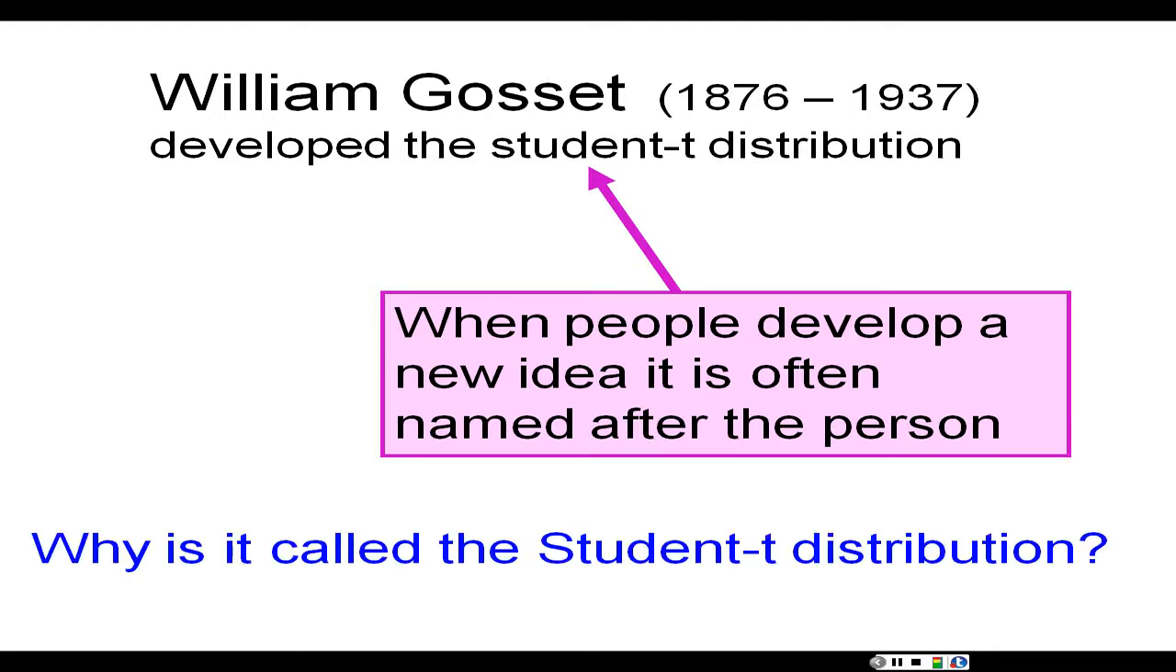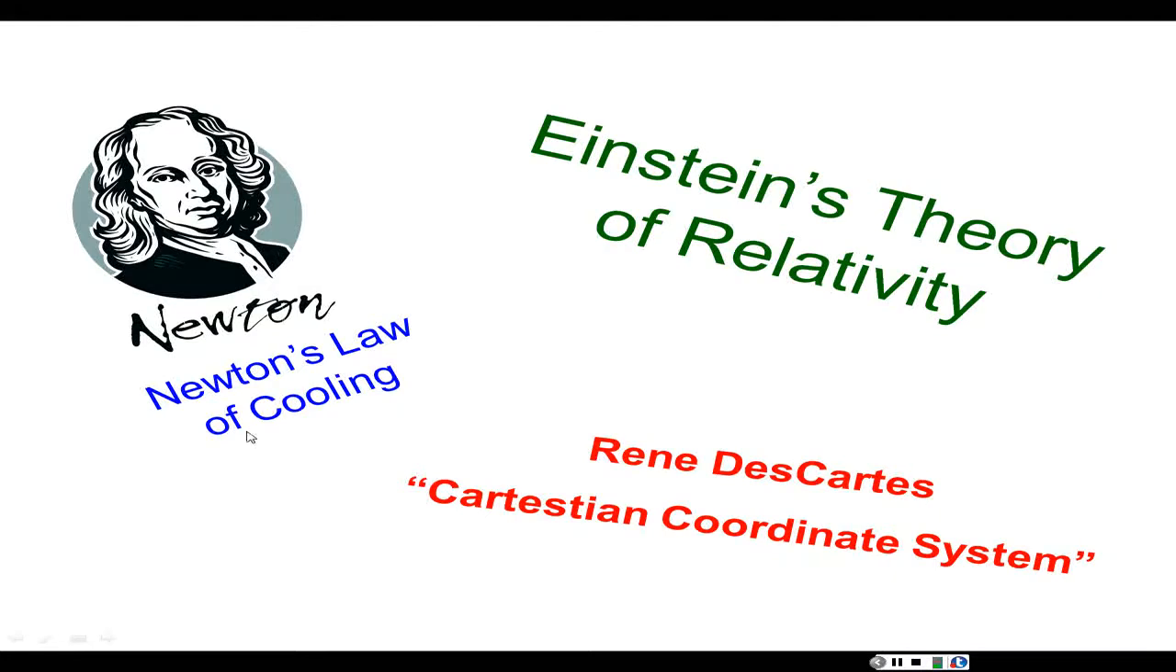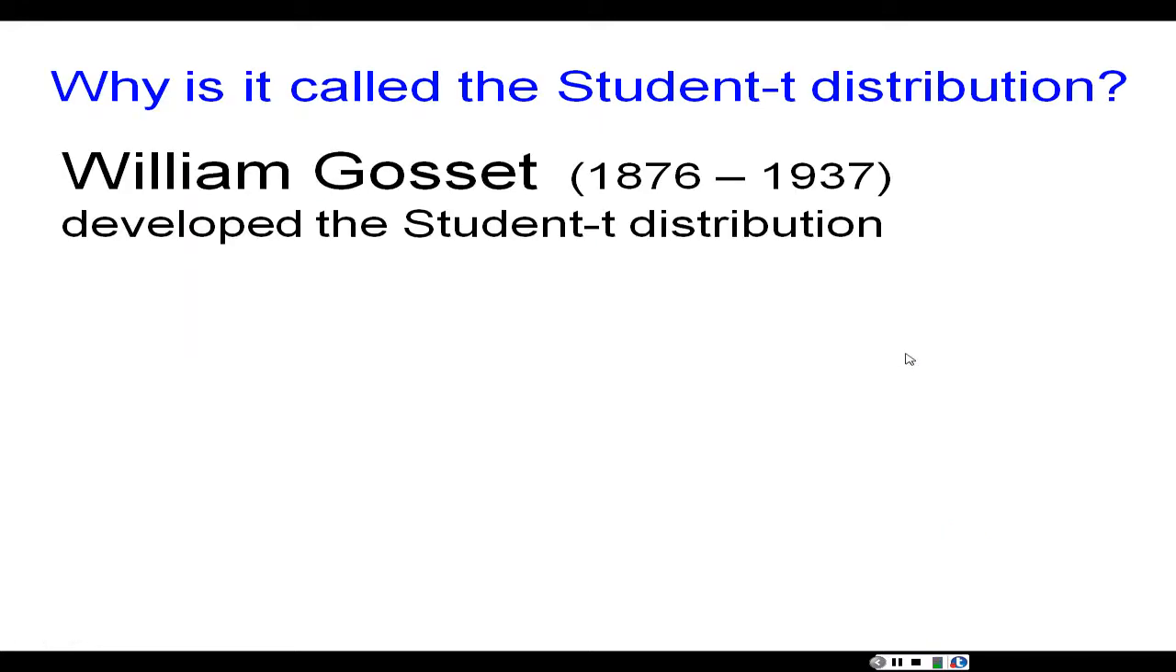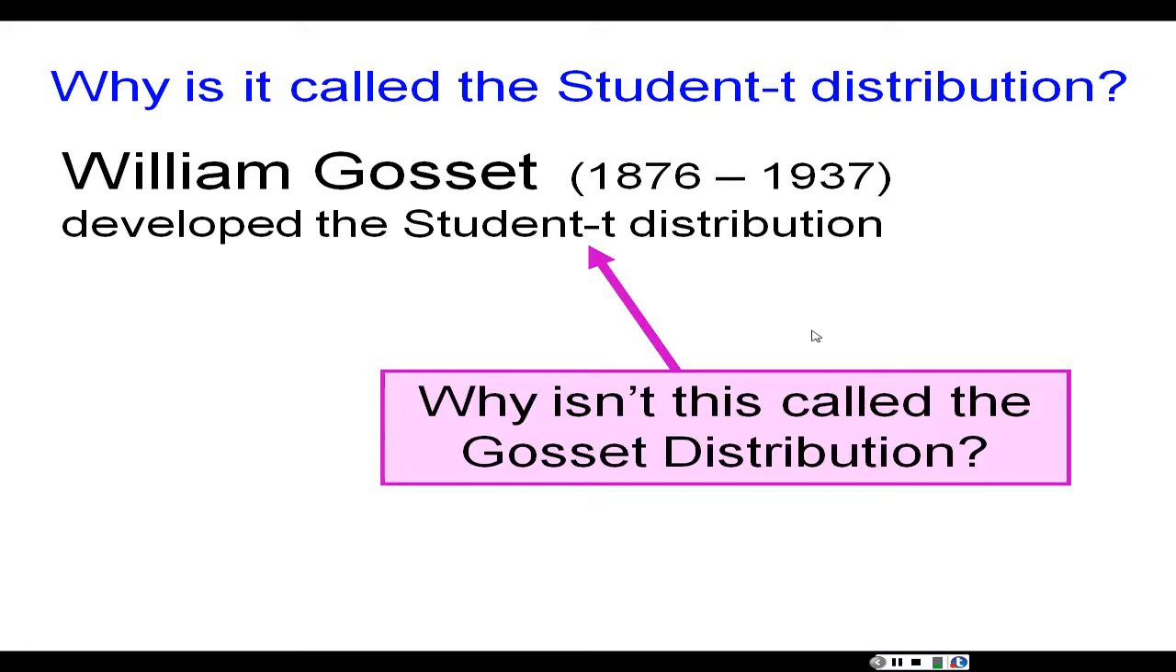For example, why is it student t-distribution? Well, Newton developed the law of cooling, so it's called Newton's law of cooling. Einstein's theory of relativity, René Descartes, the Cartesian coordinate system. Why is it called the student t-distribution? William Gossett developed the student t-distribution, and why isn't it called the Gossett distribution?